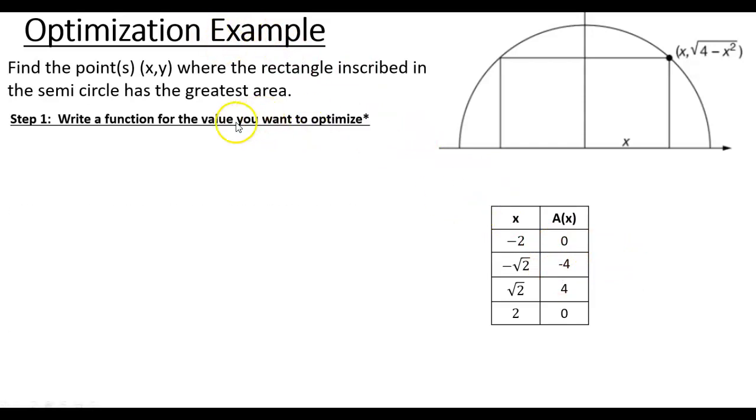Step one is to write a function for the value you want to optimize. So I want to optimize the area of the rectangle. I want to find the greatest area. So how do you find the area of a rectangle? Well, the area of a rectangle is base times height, right?